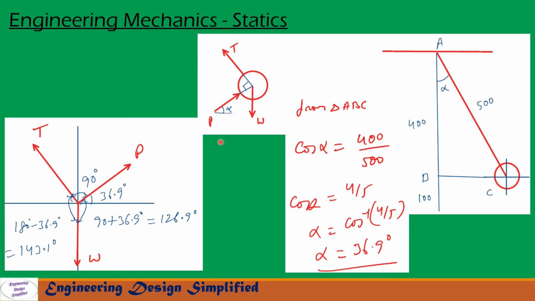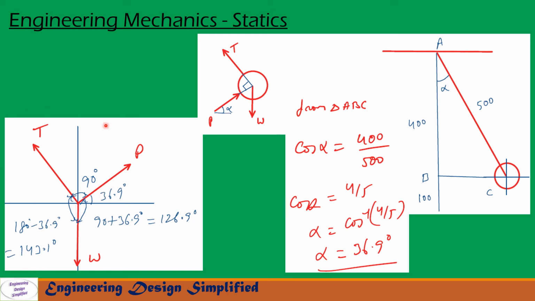Now let us represent these forces along x and y directions as shown in the figure. W is acting downwards and P is acting in this direction, and the angle between P and horizontal is 36.9 degrees. The angle between P and T is 90 degrees, so T is represented like this. If the angle between P and T is 90 degrees, then the angle between W and T will be 180 minus 36.9, so we get 143.1 degrees.